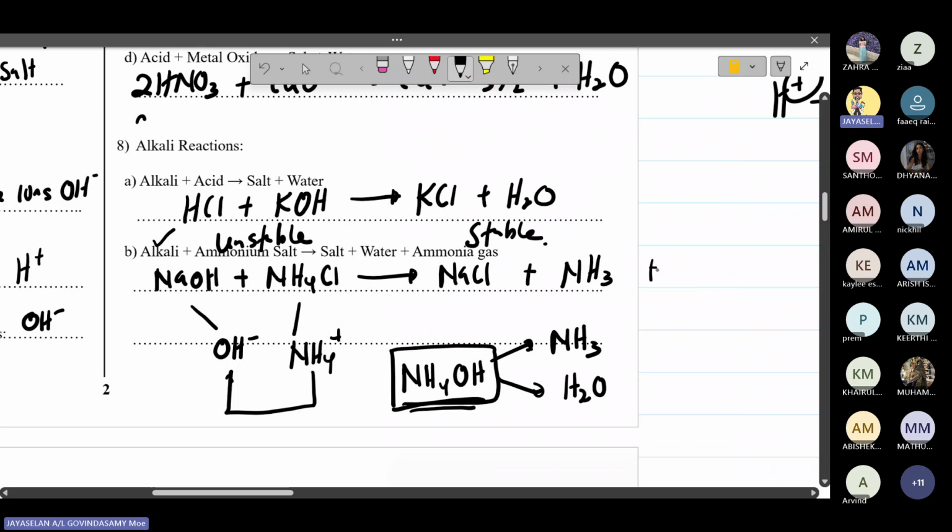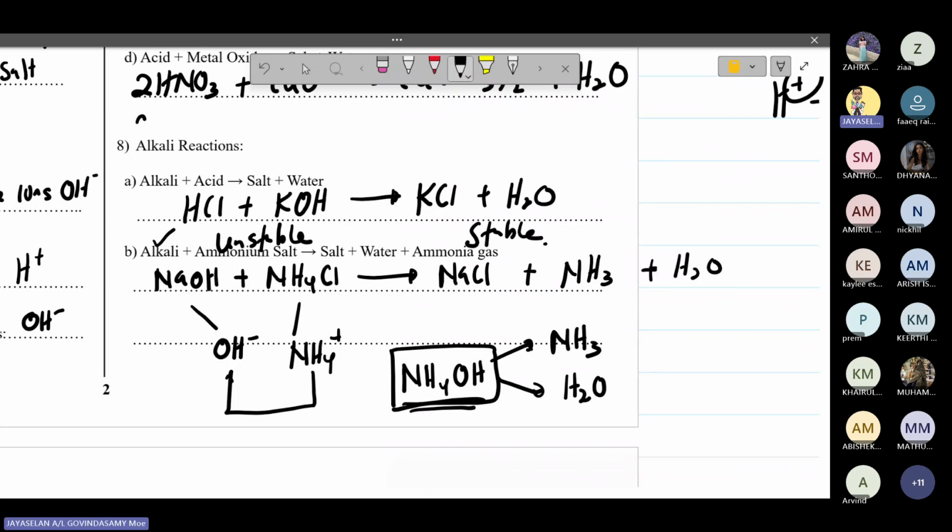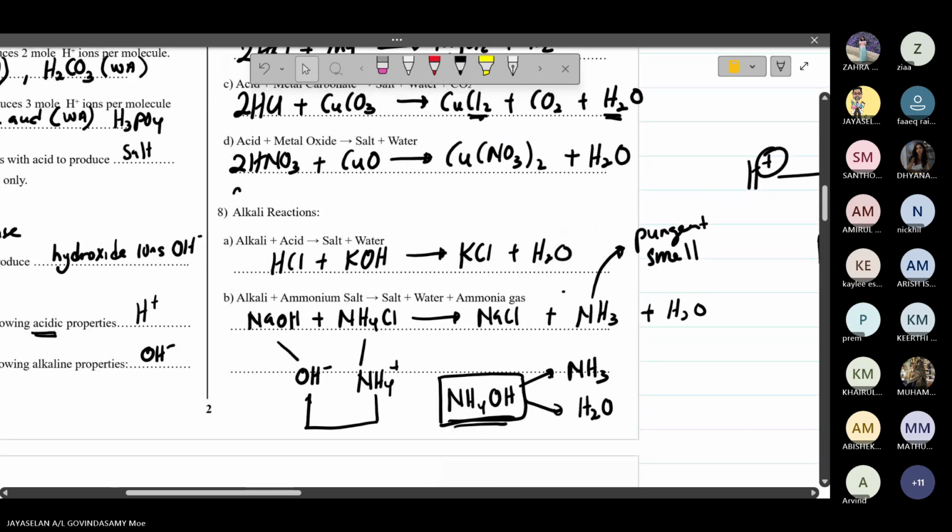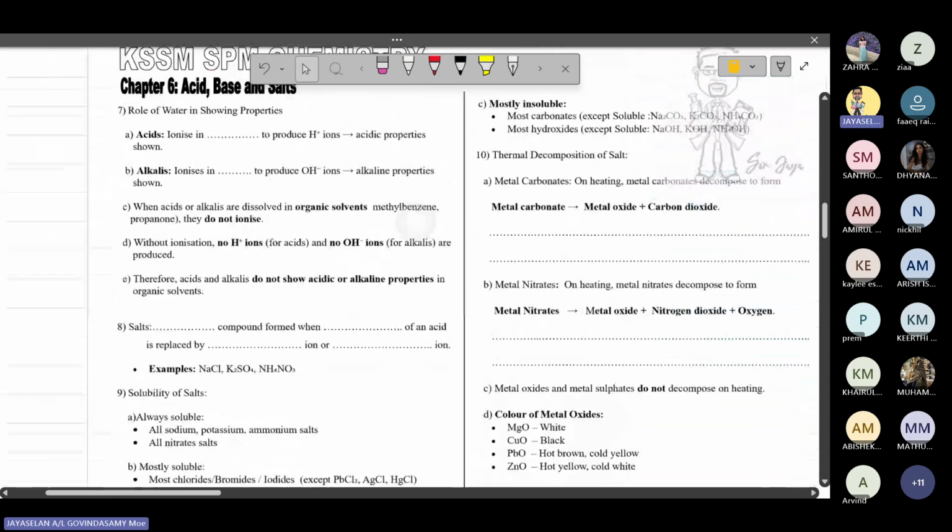So then you must put water. Tiga product. Any question? Any question? Okay, so ammonia gas will be released. Okay, can I? So this equation, you get three product. Okay, what is the smell of ammonia? Ammonia will produce pungent smell gas. Okay, can I? Okay, so the equation all finish. Okay, so equation tak boleh salah. Okay, so we move on to next part. Okay, can I? Next part.